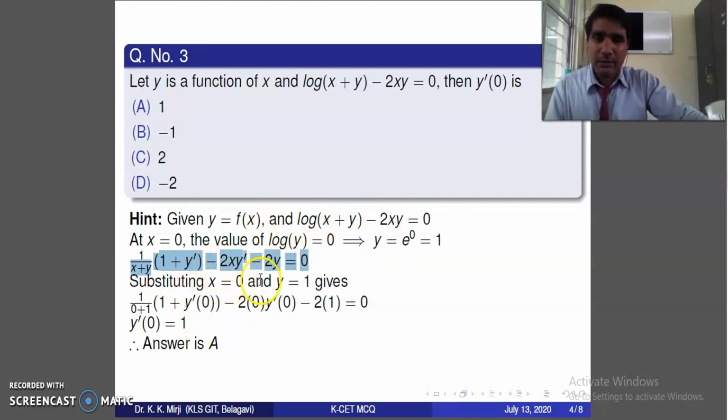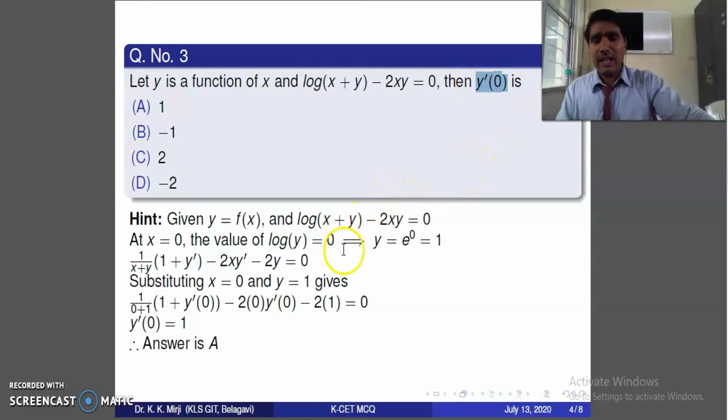So now substituting x equals 0 and y equals 1 gives. Why do we need to substitute x equals 0 and y equals 1? Because here we need to find y dash of 0. So we need to put x equals 0, and the corresponding value of y also. So now we'll get 1 divided by 0 plus 1 into 1 plus y dash of 0 minus 2 times 0, that means this whole term is 0 only. Minus 2 into y, where y is 1, that is 2 into 1, is equal to 0. That means 1 plus y dash of 0 minus 2 is equal to 0. That means y dash of 0 is equal to minus 1. So therefore option A is the answer for this third question.